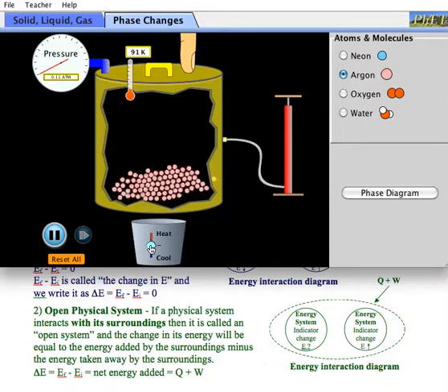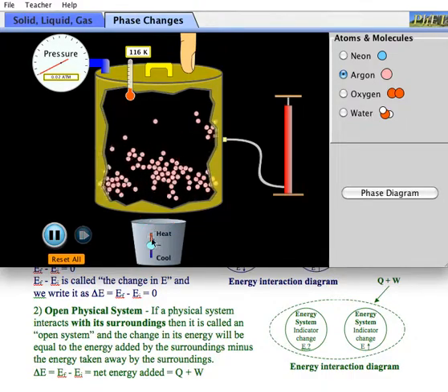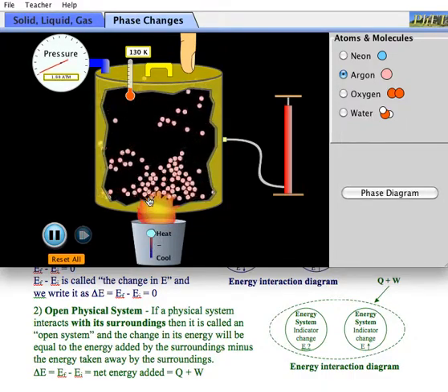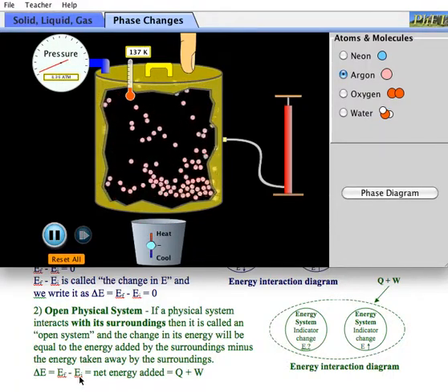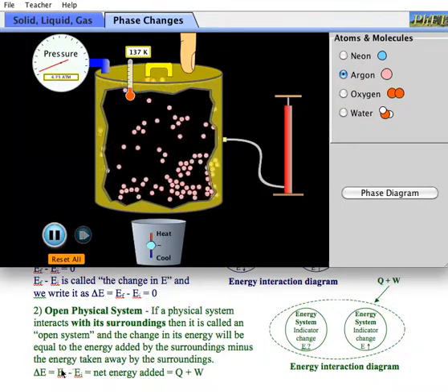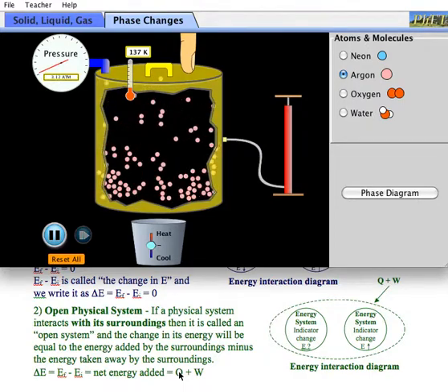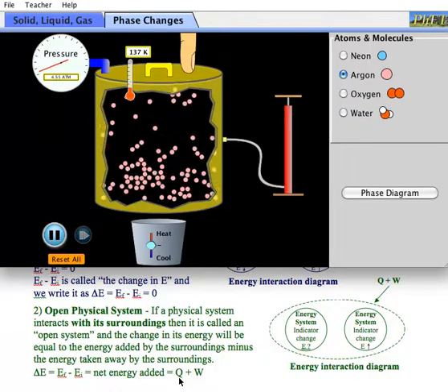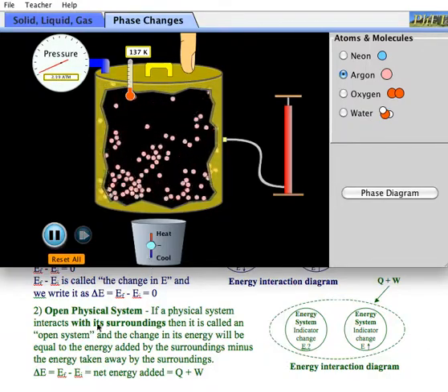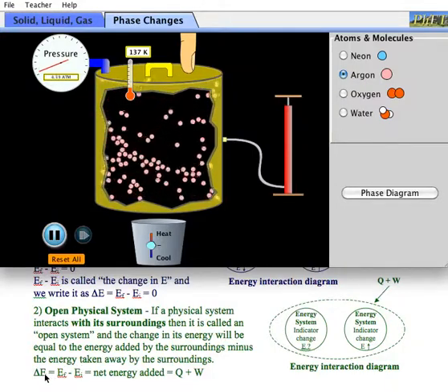If I add energy to this, right now it's sitting at 91 Kelvin. If I turn on the flame, I add energy to it. Now its energy is higher, so E final is larger than E initial, so the change is a positive number. So Q is called heat. Q is our measure of the amount of heat added to the system between the final and the initial states. I added heat, therefore I raised the energy, so delta E is positive.